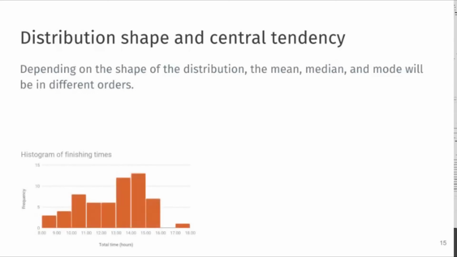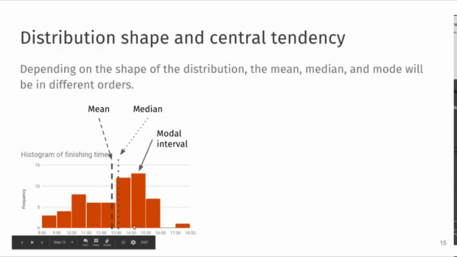So if we remember our histogram of finishing times here, we found that the modal interval was between 14 and 15 hours, so around here. The median is a bit less, a little over 13, and the mean was a little under 13. So, like I said, it's pulled out towards these exceptionally fast finishing times and away from this big hump of somewhat slower finishing times.